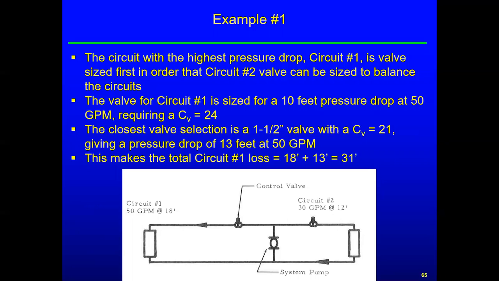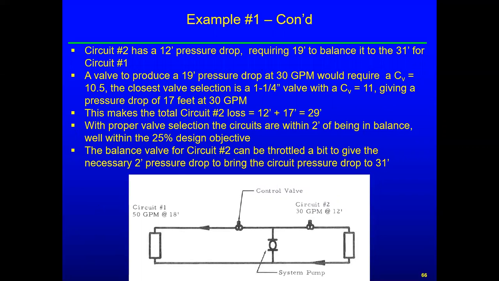And so that makes the circuit 1 loss the 18 feet plus 13 feet, so it's 31 feet. Now our goal is to try to match that 31 feet on circuit 2. We already have 12 feet in everything else but the control valve. So when I take that 31 minus 12, I want a 19-foot drop across that control valve in the wide open position. So I want to select a CV to do that.